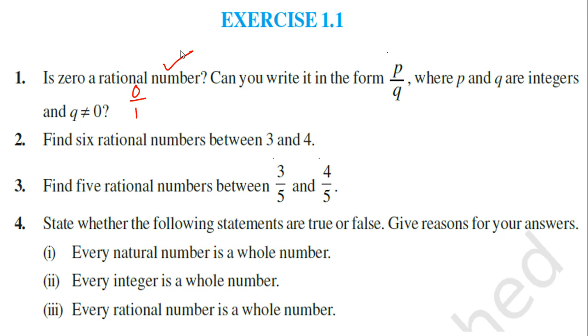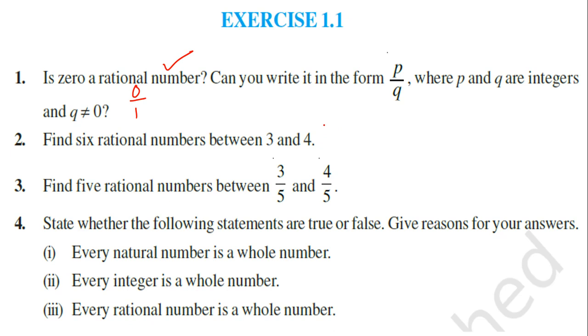Now the next question, you have to find some rational numbers between two numbers. What we have done, if you remember, between 3 and 4 we have to find. Yes, that also we can do with the number line. But if you don't want to draw the number line, then directly you can write between 3 and 4. Six rational numbers, you should do it like this. Anybody have an idea?